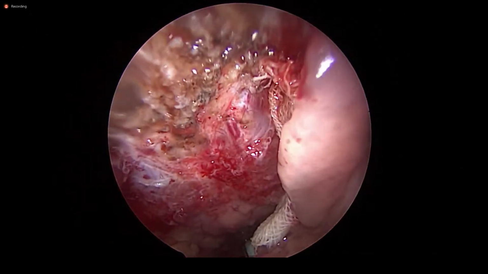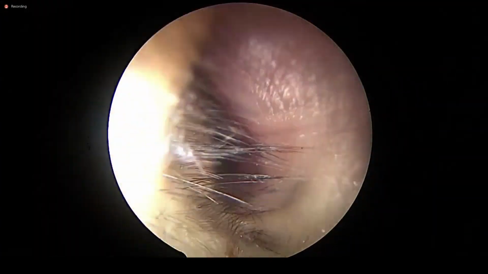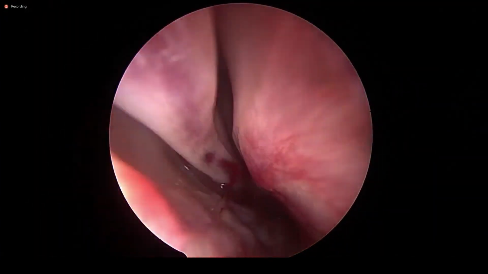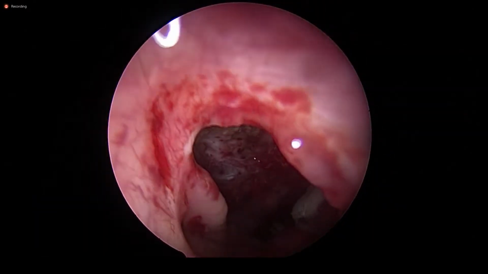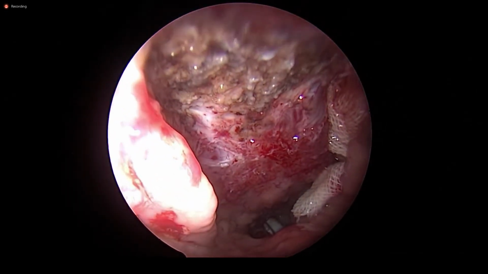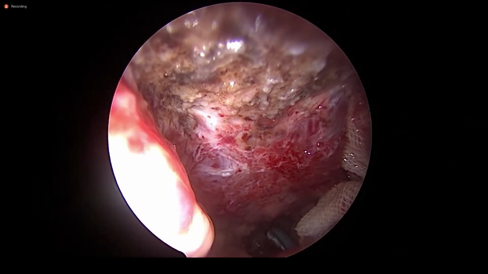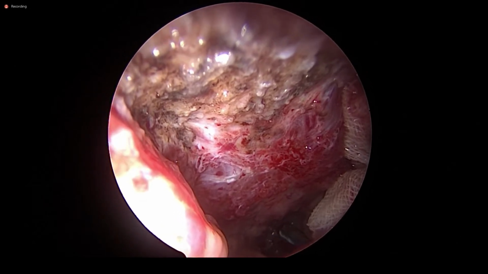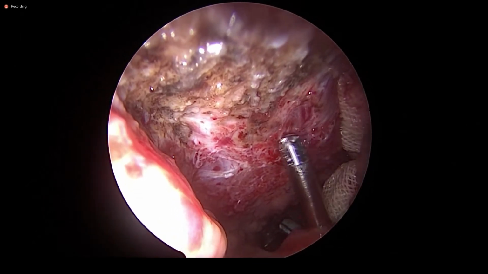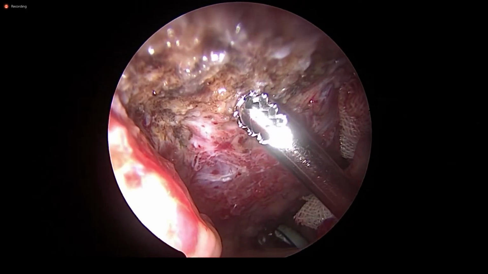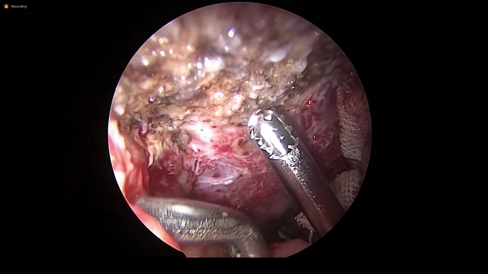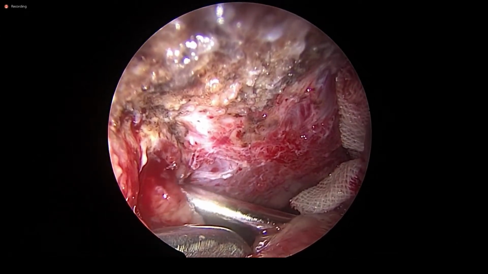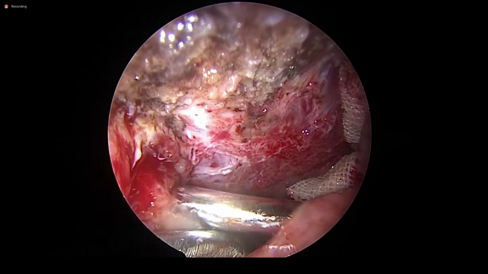See this picture? No bleeding at all. Now going to the opposite side. Hold on. See the opposite side? It looks very clear, but there are adenoids behind. See this. See behind? A lot of adenoid tissue behind.